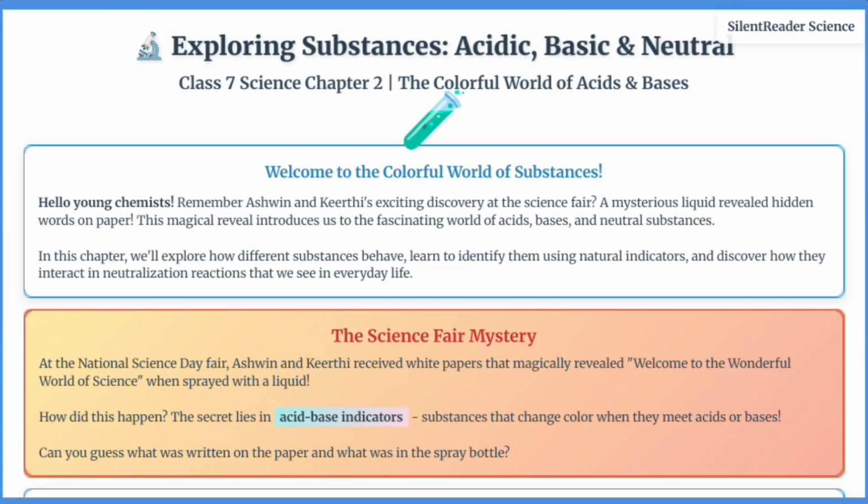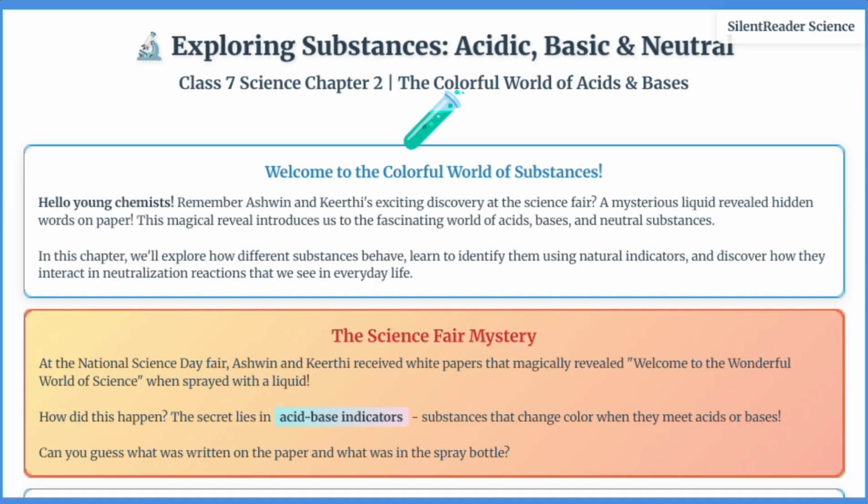Welcome to Chapter 2 of Class 7 Science, Exploring Substances: Acidic, Basic and Neutral. In this exciting chapter, we'll unravel the mystery from the science fair where hidden words magically appeared on paper. This introduces us to the fascinating world of acid-base indicators.